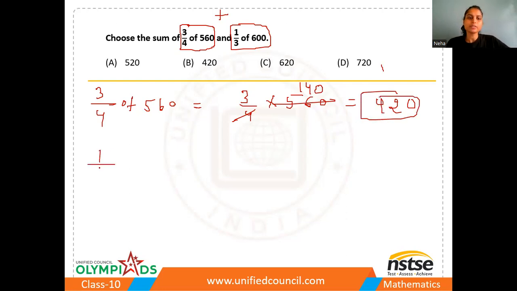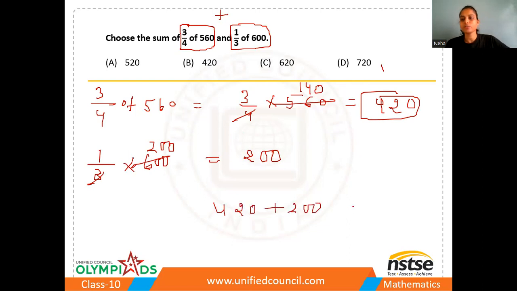Now what about the next one? The next one is 1 by 3 of 600. That means 1 by 3 multiplied by 600. So I can cancel out 200 times. So this is simply 200. Now the question is asking for addition. That means 420 plus 200. This is 620. 620, option C is the right answer.